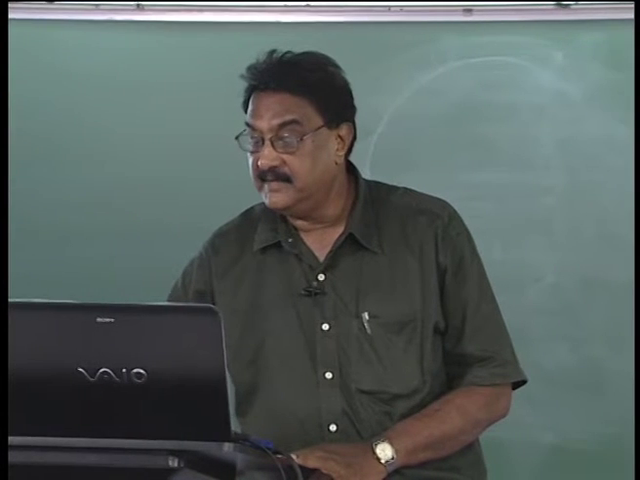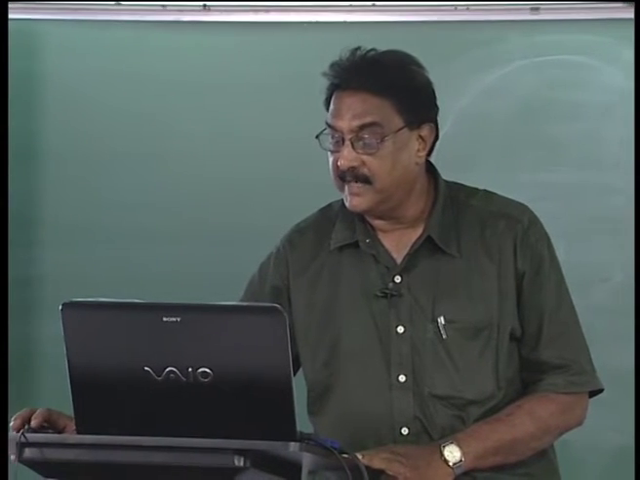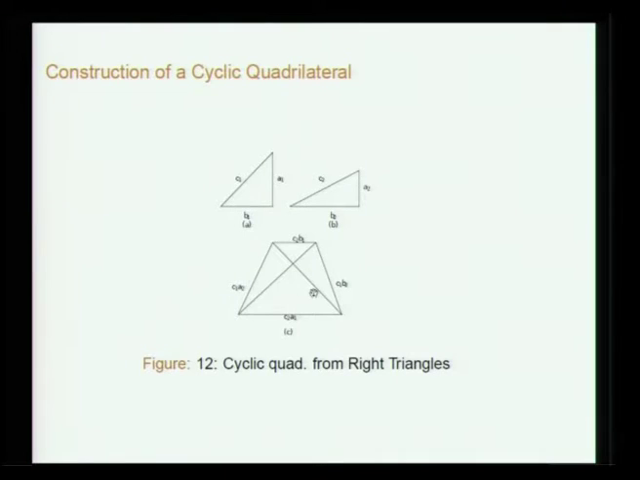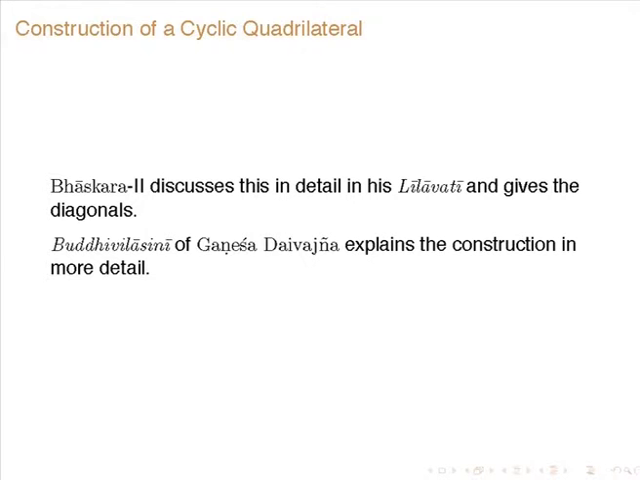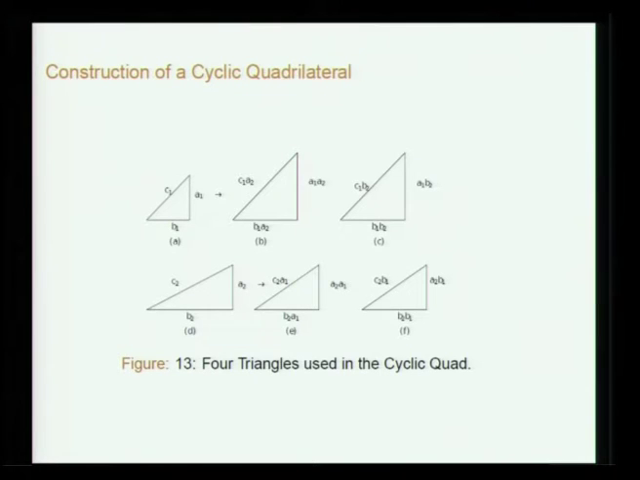Okay. So, this is the cyclic quadrilateral from right triangles, and one can show that actually, of course, he is just giving the sides, but one should see what exactly the segments are also. Bhaskara too discusses this in detail in his Leelavati and gives the diagonals, and Buddhivilasini of Ganesha Daivajna explains the construction in more detail. So, what he does is this C1, A1, B1. Okay. So, this is one right triangle.